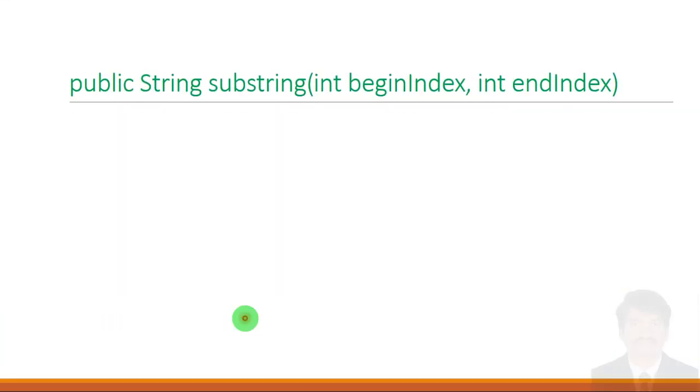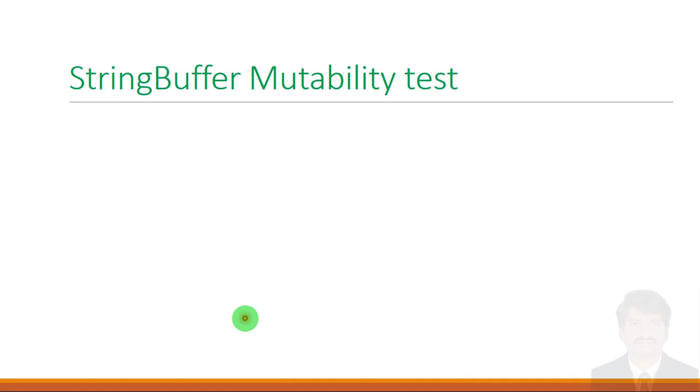This is what we discussed, guys. Next, how to prove the string buffer is mutable. Guys, in the last session we proved the string is immutable. We are going to use the same methodology. What we are going to do here is create one string buffer and print the address by calling the hashcode method, and try to append some string.